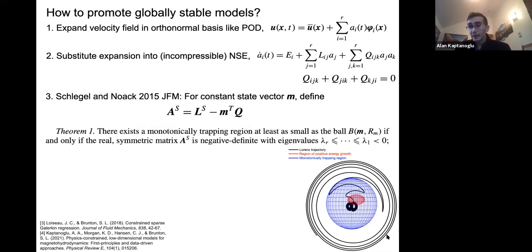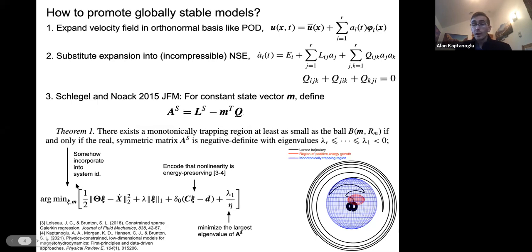So we can actually build that into system identification in the following way. We're again solving that optimization problem I showed from the previous slide, but now we have the same first two terms. So we're still fitting the data. We're still trying to zero out as many of those coefficients as possible. And now we've added two new terms. The first term just encodes that the nonlinearity is energy preserving. So it encodes this constraint right here. And we need to explicitly put this in as a hard constraint because the theorem relies on this quality of the model. And then the last term we put in is this lambda1, this largest eigenvalue of AS.